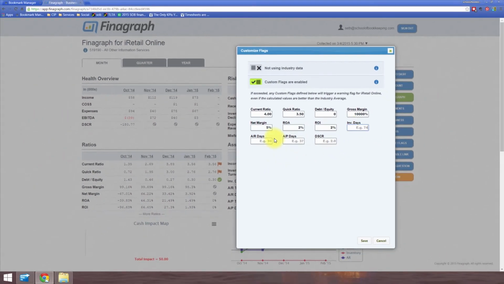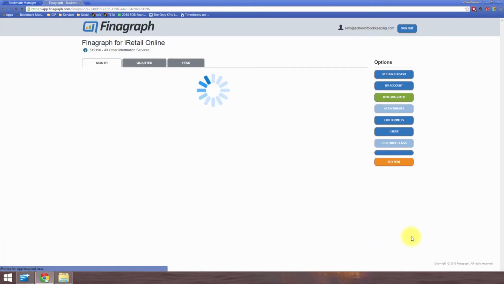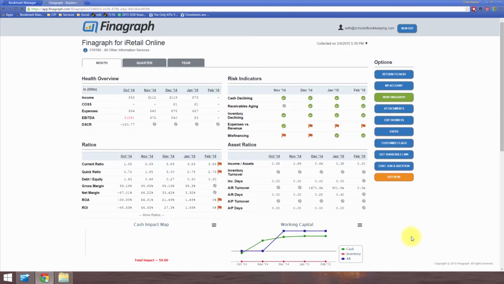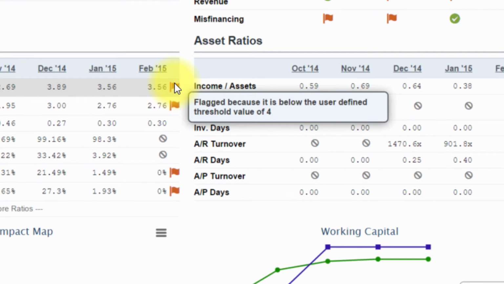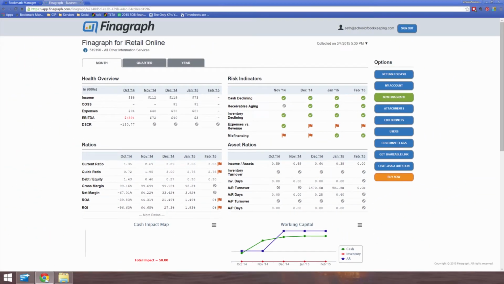So inventory days, AR days, AP days, let's say I'm not too concerned about. I click Save, and then it's going to reconfigure how my flags are showing up. We're no longer comparing to industry average data. We're now comparing to our goals. So now these are flagged because it's below the user-defined threshold of a value of 4. Below the user-defined threshold of a value of 3.5. So you see how that works?